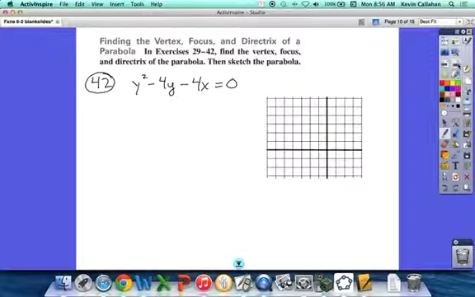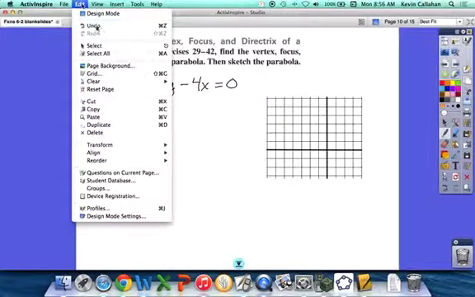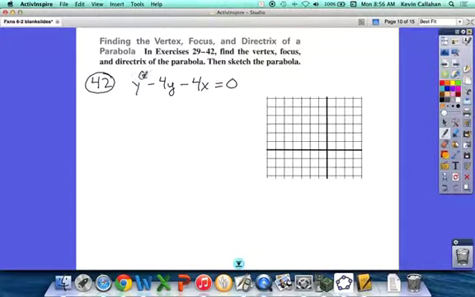I mean, you could tell some things right away. Is this going to be vertical or horizontal? Is it going to be y equals x squared or x equals y squared? It's definitely going to be x equals y squared, right? There's only one squared term, and it's y squared. So we can tell right away that this is going to be horizontal. I'm not going to say whether it's going to be left or right until I put it in the standard form.